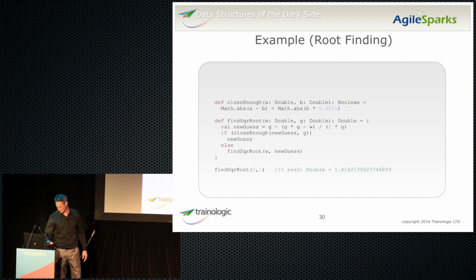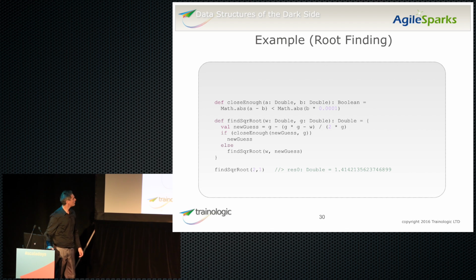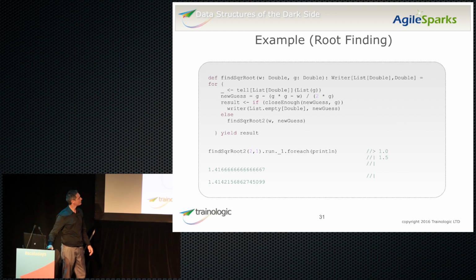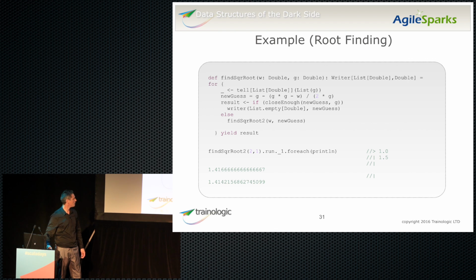For example, here it is, the Newton-Raphson algorithm. Without writer monad, without anything, find square root, and then you guess, and if I'm close enough, I return the result, and otherwise recurse. And I get some value, the square root of 2. Now, let's say that I want to trace it, to see how it behaves during the iterations. So using the writer monad, as you can see here, I'm accumulating a list of doubles, the path. At the end result, I've started with 1, 1.5, 1.41666, 1.41421, and so on. Okay, I see the tracing.